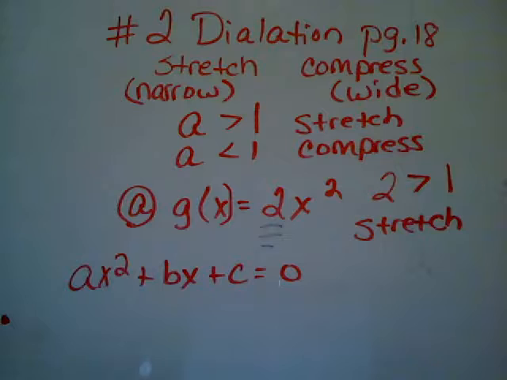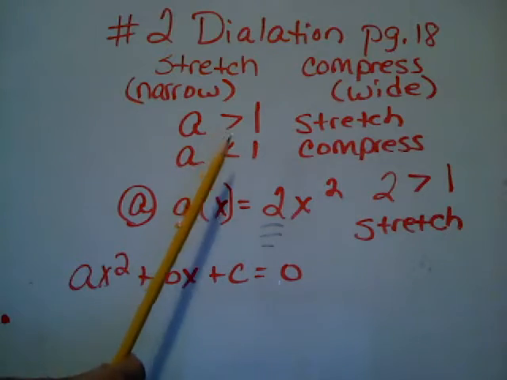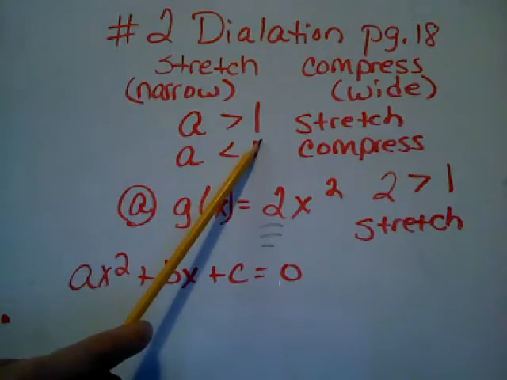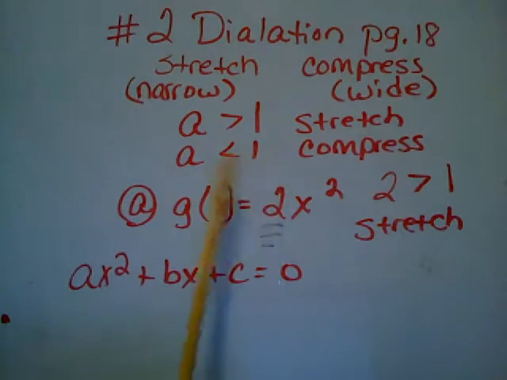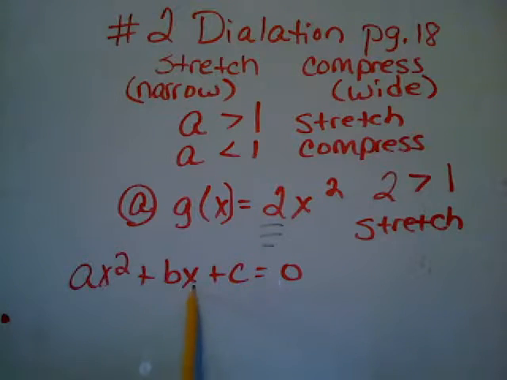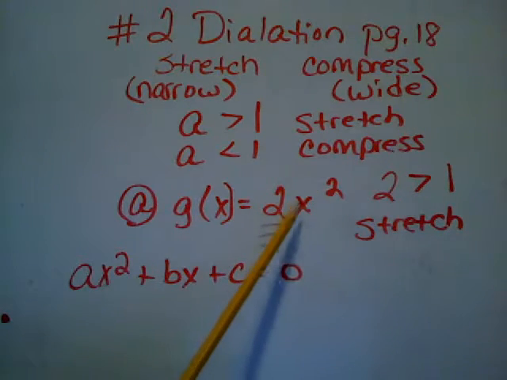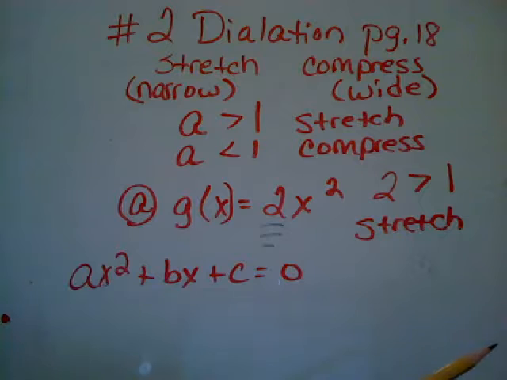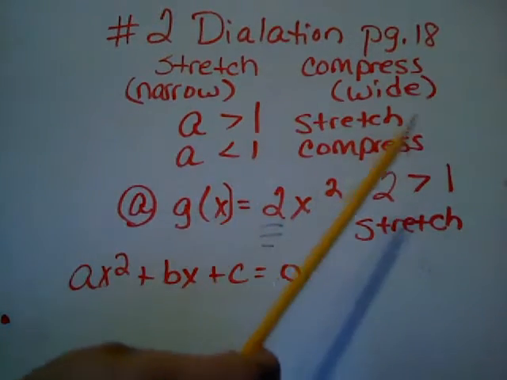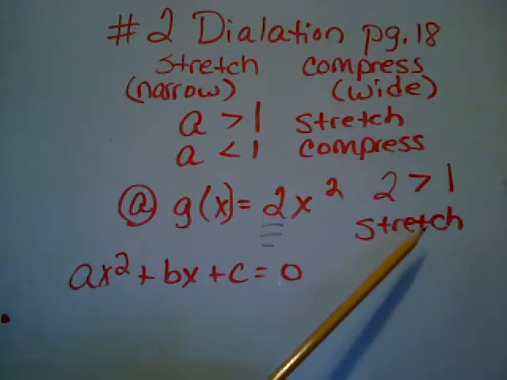So on page 18, you'll see there's a rule. And the rule in the short version is if a is greater than 1, then we're going to stretch. And if a is less than 1, we're going to compress. Now remember, our standard form is ax squared plus bx plus c. So we're going to start out with that parent function x squared. And we want to know what happens to our parabola if we plug in a 2 here, and now we have an a that is a 2. Well, our rule says that if a is greater than 1, then we're going to stretch. And so our answer would be stretch.